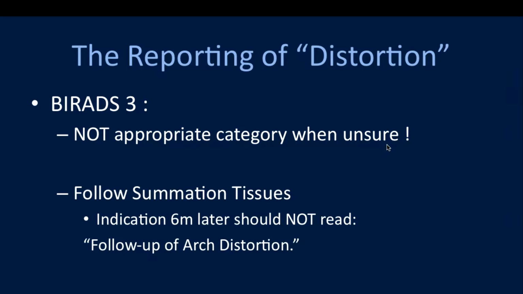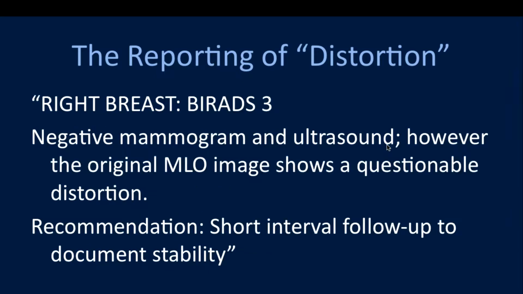So for instance, I've seen indications, so follow-up summation tissues, and 6 months later it says follow-up of architectural distortion. And I was like, no, we don't follow architectural distortion, we biopsy architectural distortion. If that turns out to be cancer and a delay in diagnosis, now you really are bailing yourself out. So it's not an appropriate place to have that in the indication.